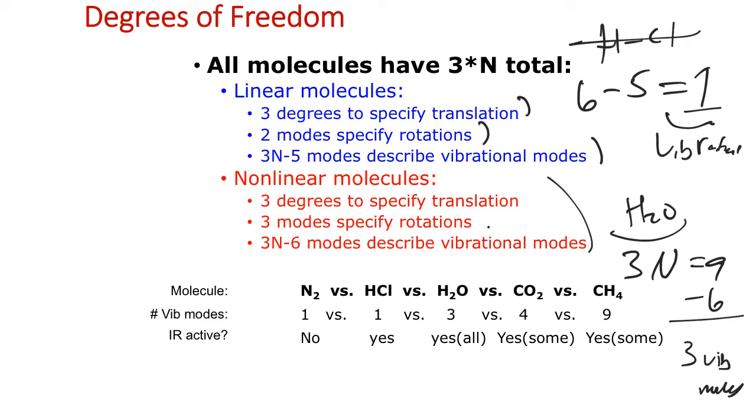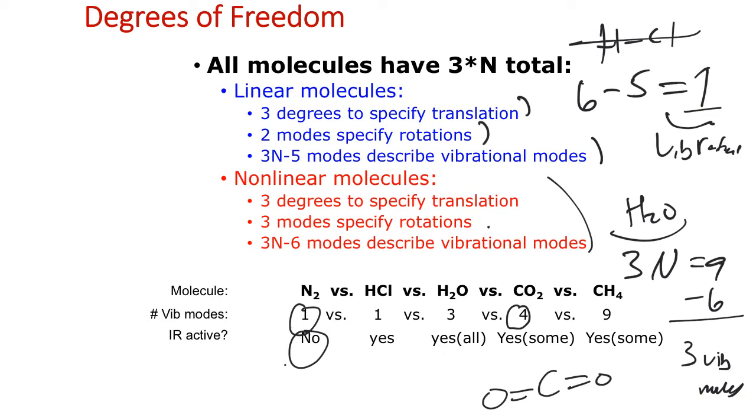So we can compare N2, 1 vibrational mode. Now IR activity, let's look at that in a moment. HCl, 1 vibrational mode. Water, 3. Now CO2 is linear, so CO2 being linear has 3n minus 5 to describe translation and rotation, so that leaves 4 behind for vibration. So CO2 has 4 vibrational modes.